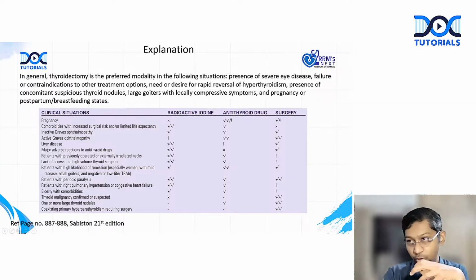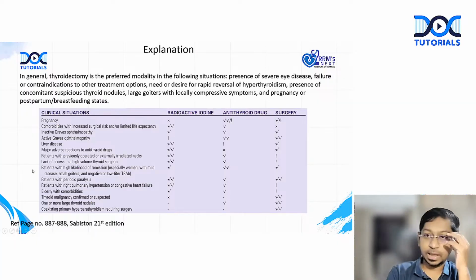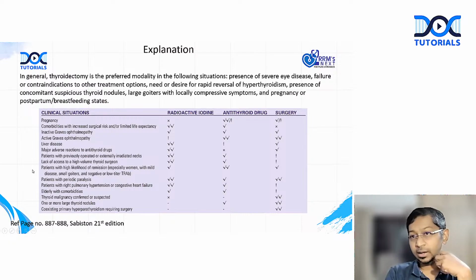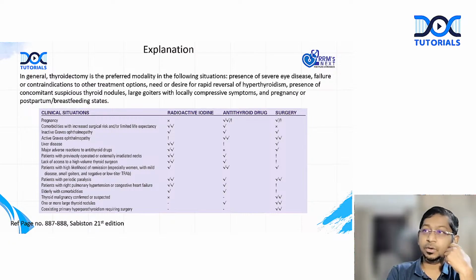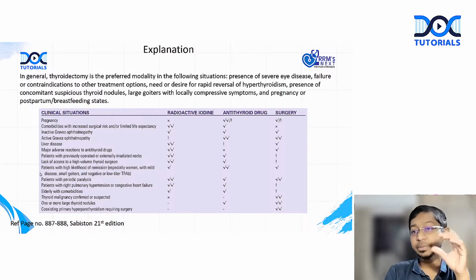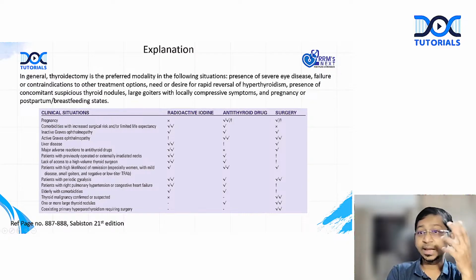So this, I'm not going to go into this table. This is stated in Sabiston. You just need to remember that predominantly in patients who are having severe eye disease, we don't do radioactive iodine, we prefer that we do surgery. We would avoid surgery in elderly patients, those with comorbidities, those kind of patients we would rather avoid surgery.